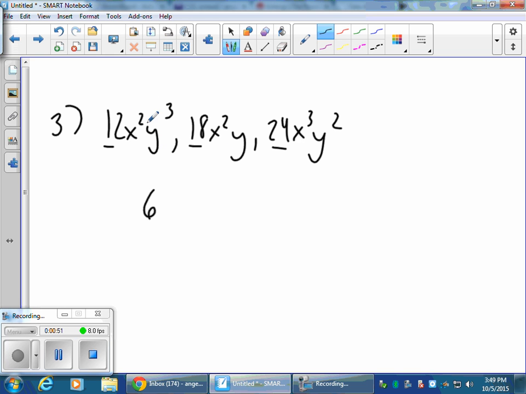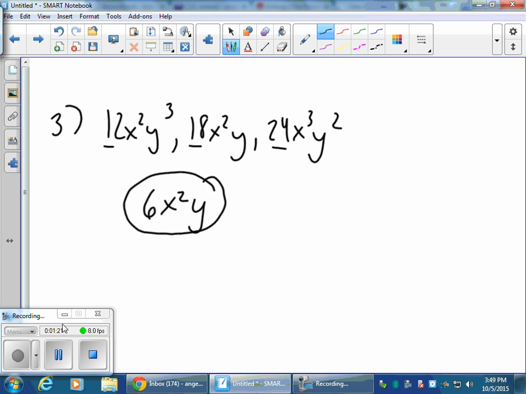All right, I have x squared here, I have x squared here, and I have x cubed here. So in common, they all have at least x squared, because this one has 3, this one has 2, this one has 2. So I can take 2 out of each expression. And here I have 3 y's, 1 y, and 2 y. So the biggest number of y's that I can take out is 1 y. So 6x squared y is my greatest common factor.